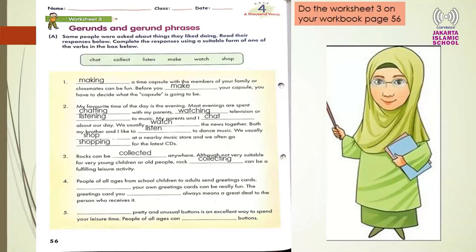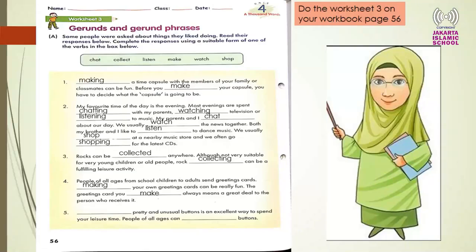The answer is making. People of all ages, from school children to adults, send greeting cards. Making your own greeting card can be really fun. The greeting card you make always means a great deal to the person who received it.